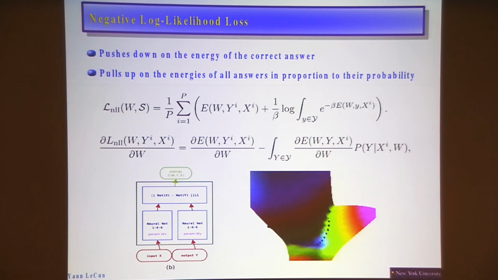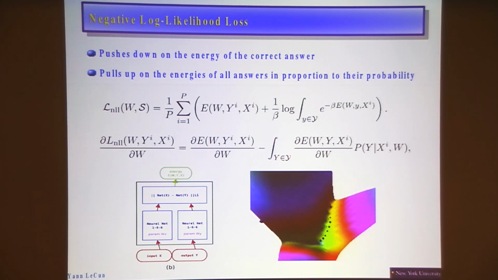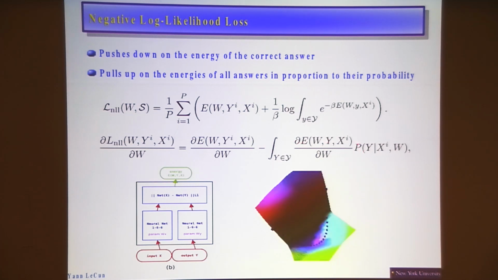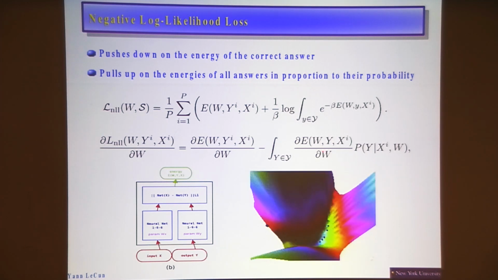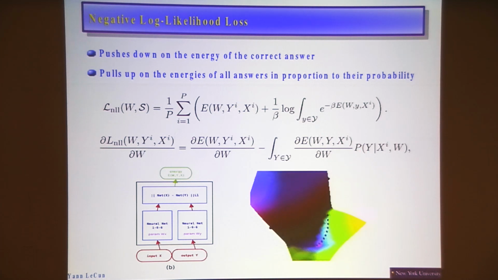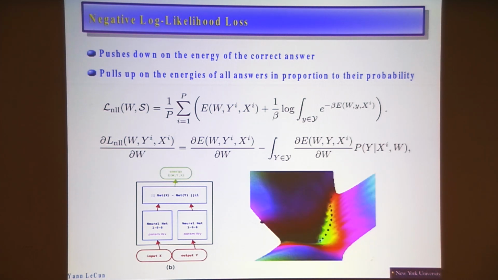I'm not going to go through the math, but you can trust me. It would be the sum over all y's, or integral over all y's, of the derivative of the energy for this particular y multiplied by the probability that our model gives to this y. In other words, the force with which the energy of a particular y is going to be pushed up is going to be larger if our model gives a high probability to it. In other words, it's going to be larger if our model gives it a low energy, okay?